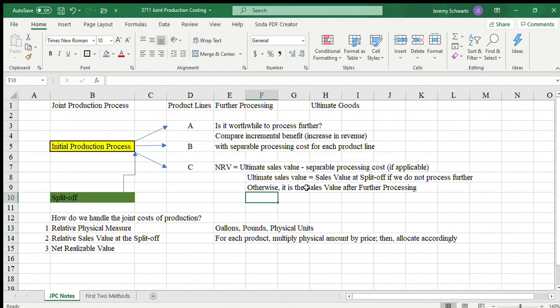So in the next video, what we'll do is work through another example where we examine this more fully.